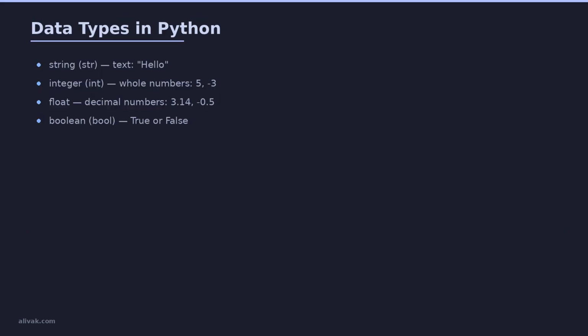A data type describes what kind of value is inside the variable. In this chapter, we will study 4 basic data types. First, string, which represents text. Second, integer, or int, which represents whole numbers. Third, float, which represents numbers with a decimal point. And fourth, bool, or boolean, which can only be true or false. Let's go through each one step by step.